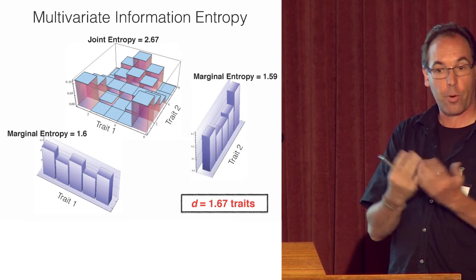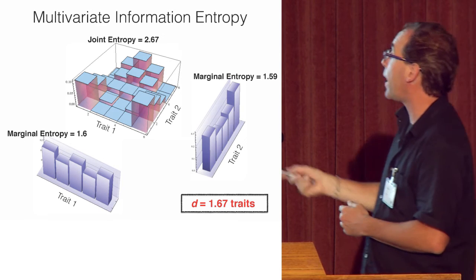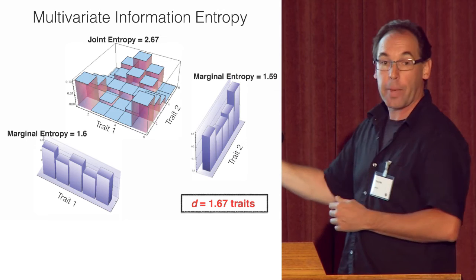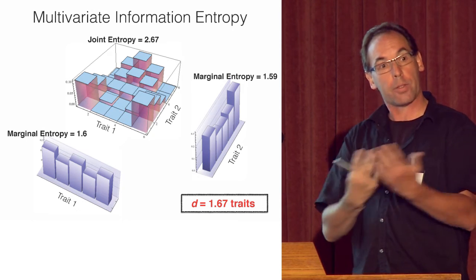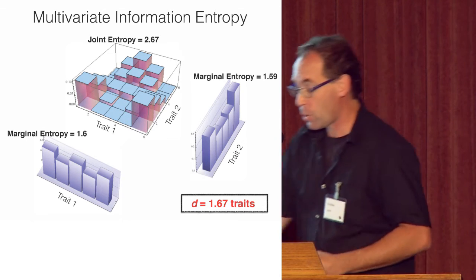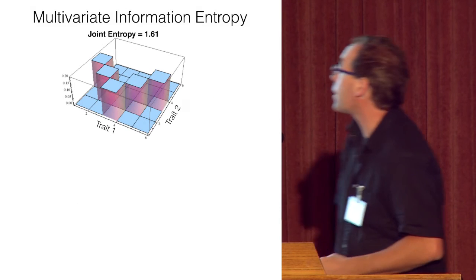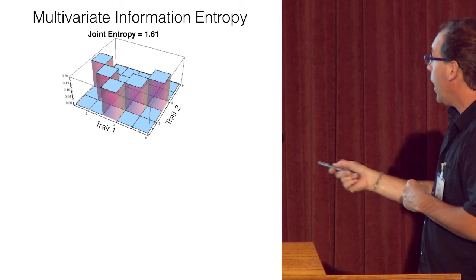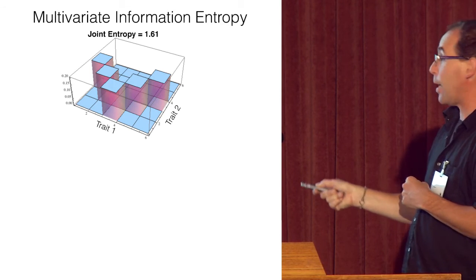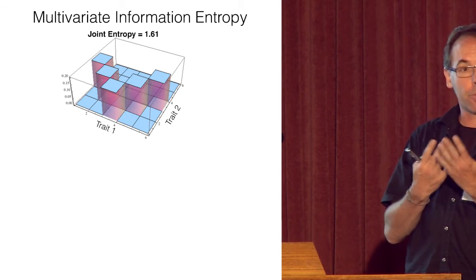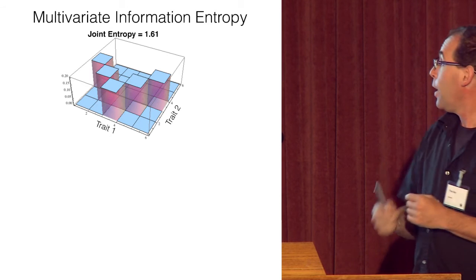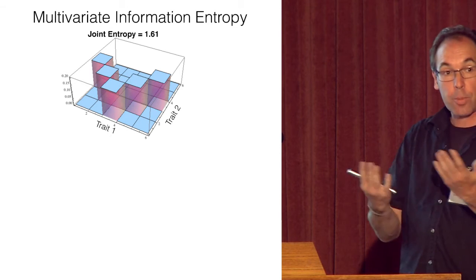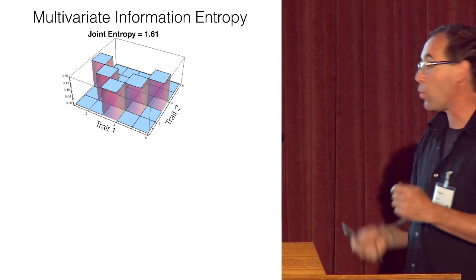It's not multivariate normal. And I'd like to be able to pick out the fact that there aren't really two dimensions here. There's more than one. There's somewhere in between. And so what you can do, as I said, is you can look at those marginal entropies and you can calculate that quantity that I showed you. And it comes out to 1.67 in this case. So there's a degree to which these two traits are dependent. There's not two dimensions here to play with, but there's more than one. There's somewhere in between.